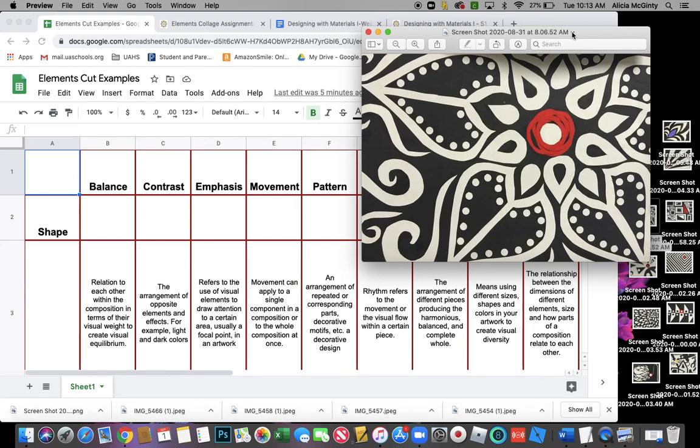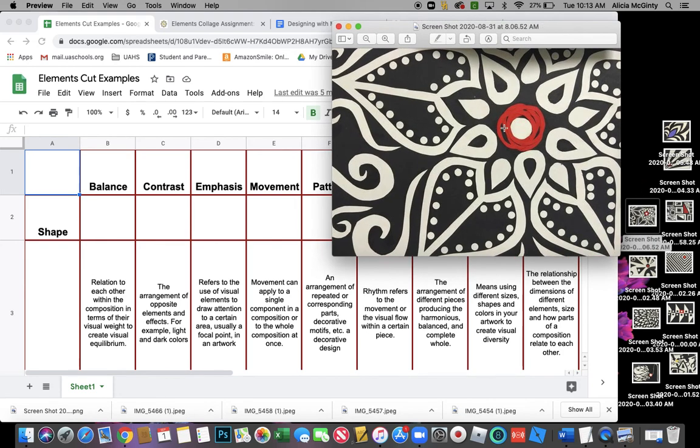Like my eye definitely goes to this red spot right here because it's an interesting shape that they've cut out. So they didn't just cut out one single red dot. They actually had some openings in it to create some movement inside there and kind of create some movement going into that dead center of the white.